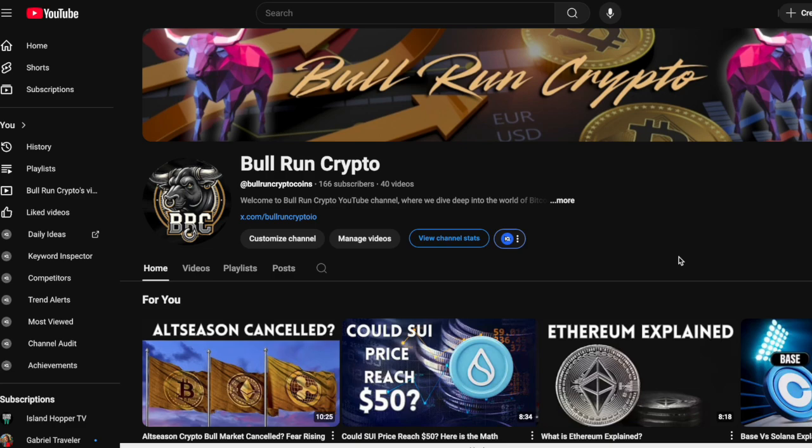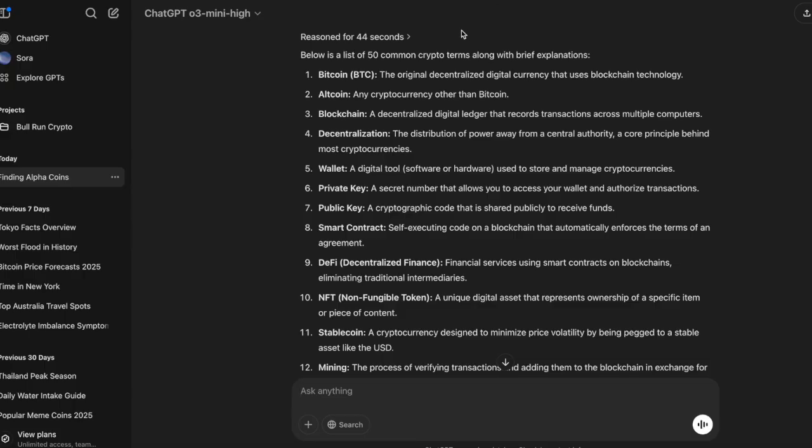What's going on, everybody? This is Bull Run Crypto, and today we're going to talk about crypto terminology, things that you'll hear, and we're going to bring some explanation to those phrases. So we're just going to simply go over to ChatGPT, and I've got a whole list here, and I'm going to give you some terms along with their explanations.